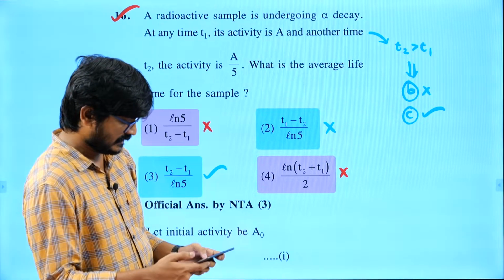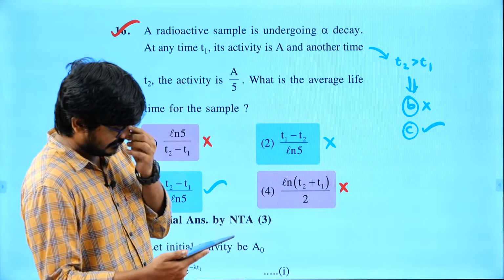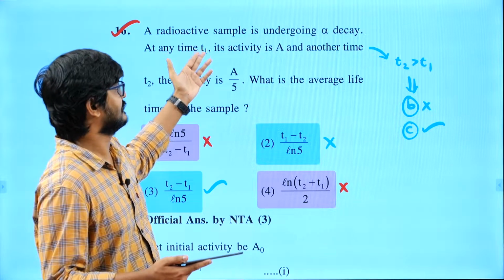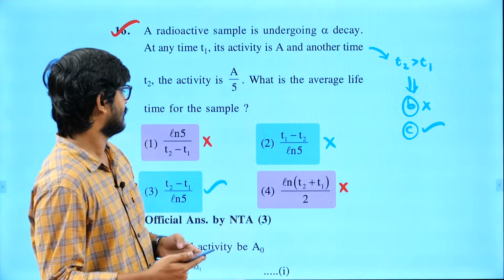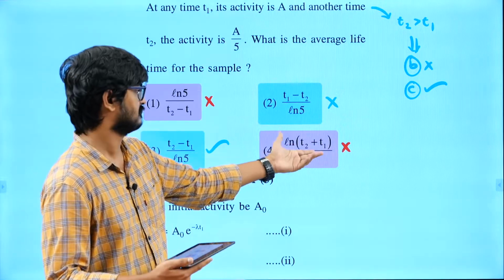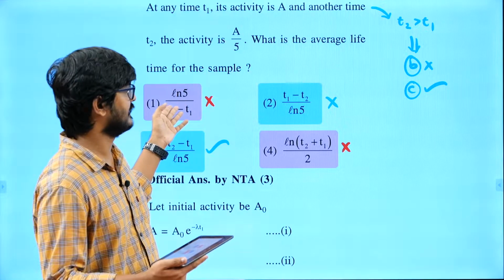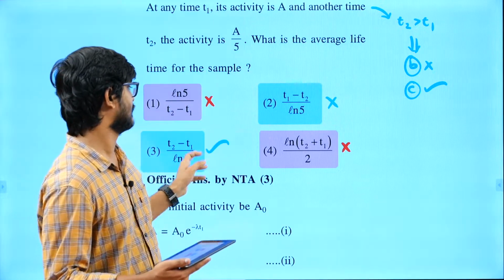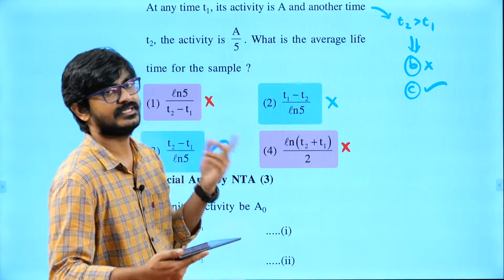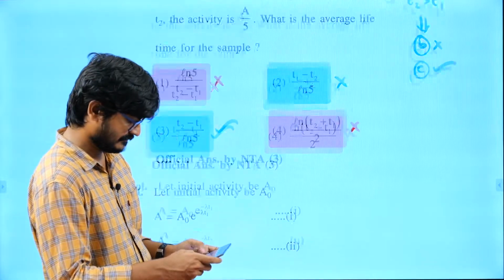Now the next one: at time t1 its activity is A, and at another time t2 its activity is A by 5. So I can clearly see t1 is less and t2 is more. Apart from that, by dimensional analysis, I can eliminate these 2, because log of t1 plus t2 must not have any dimension. So I can eliminate this one also, as this has 1 by t dimension. Out of these 2, one must be right. I can see t2 is greater, so t1 minus t2 is going to be negative. Average life can't be negative, so it has to be option C.